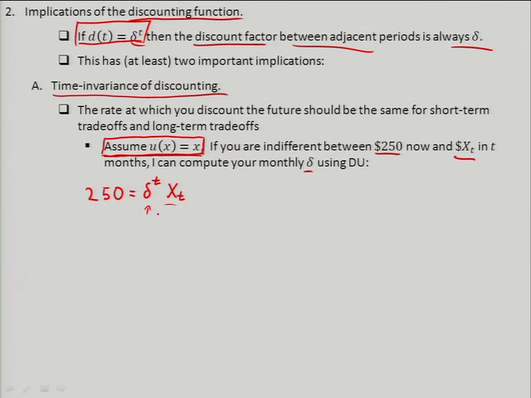And that means that delta to the t is going to be equal to 250 over x_t, and that means that delta is going to be equal to 250 over x_t, to the 1 over t. Oh, whoops, to the 1 over t.